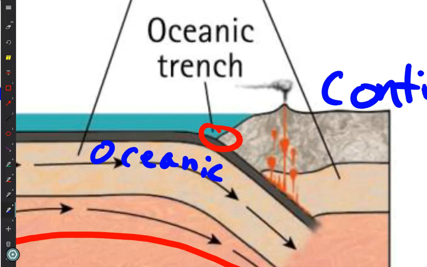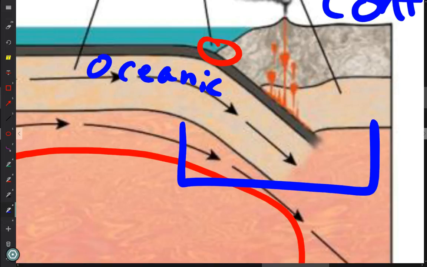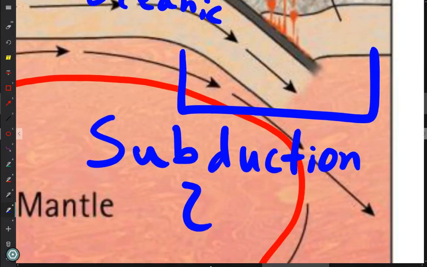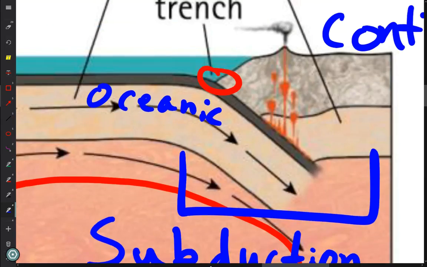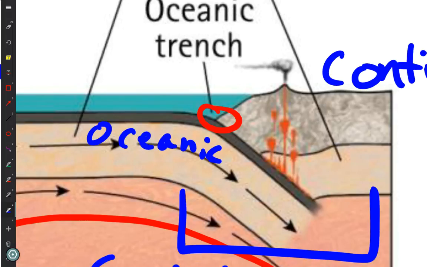So when those come together, they can't just go crunch and still have motion. One of them slides underneath the other. That process we call subduction. Sub because it's going under. So this region right here is called the subduction zone. Because the oceanic plate is subducting, sliding underneath the continental plate.